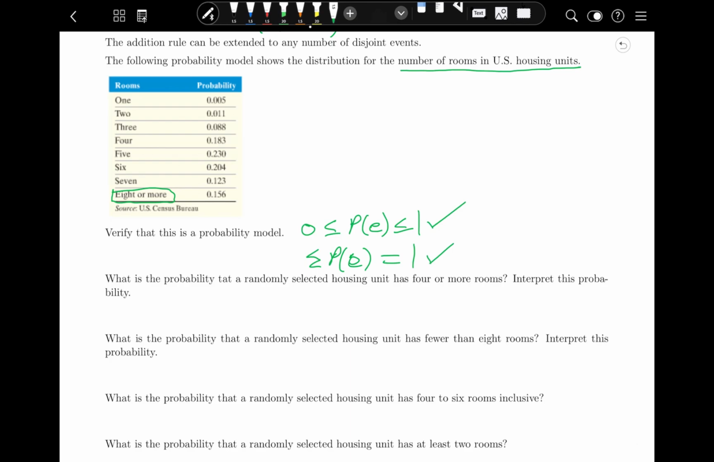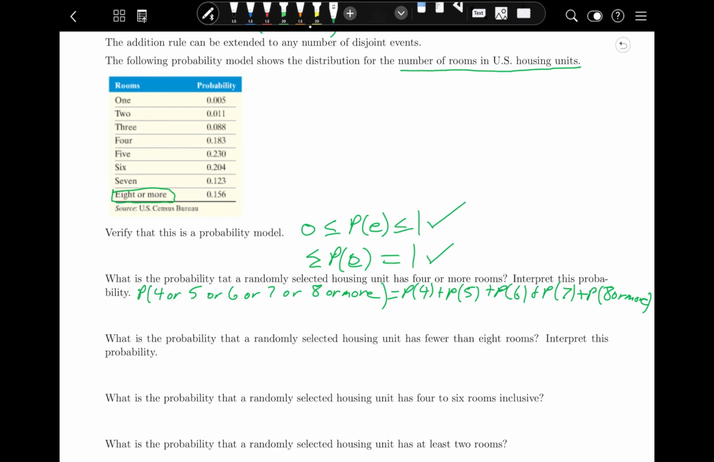What is the probability that a randomly selected housing unit has 4 or more rooms? 4 or more rooms here would just mean the probability of 4 or 5 or 6 or 7 or 8 or more rooms. To do that, we can simply add those together: the probability of 4 plus the probability of 5 plus the probability of 6 plus the probability of 7 plus the probability of 8 or more. Because those are mutually exclusive events, we can simply add their probabilities together.